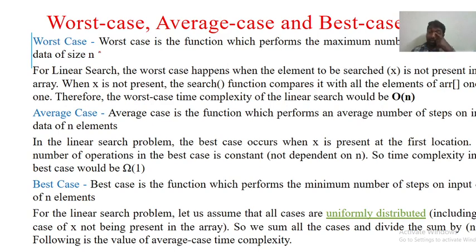Suppose your element is found in the second place. Then the best case is 2. And on average, how much is it going to take? Having 10 elements, when divided by 2, we get 5 seconds average time. Like that, the worst case, average case, and best case are calculated. I hope now you understand what the worst case, average case, and best case are.